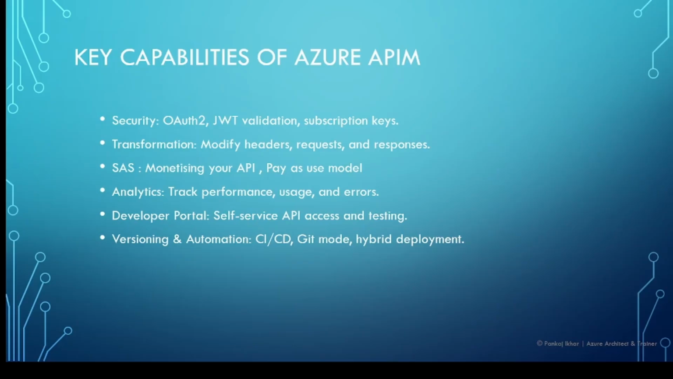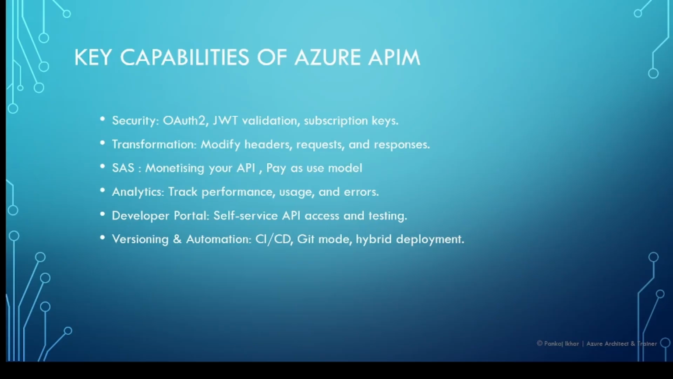APIM can help you with transformation. In APIM you can modify headers, you can modify the request and responses and twist them the way you want. SaaS is very common nowadays. In the SaaS world, it will help you to monetize your API. It will help you to implement a pay-as-you-use model. How many calls you want to make to a certain API will be achieved through the APIM.